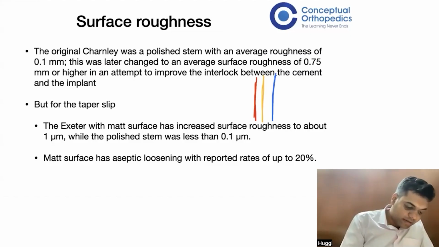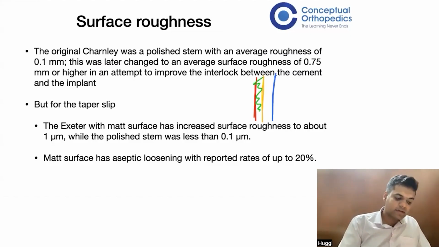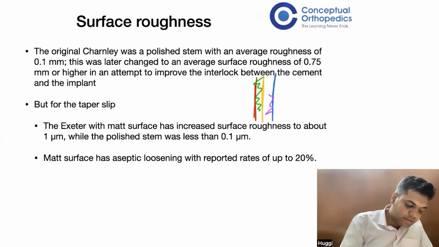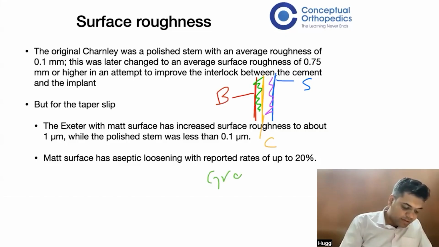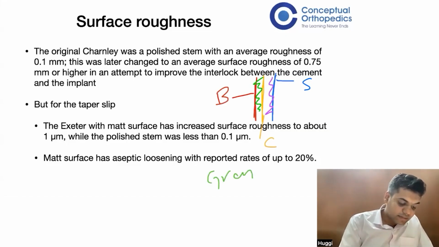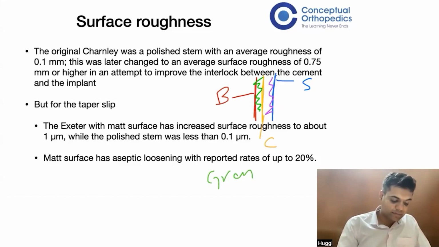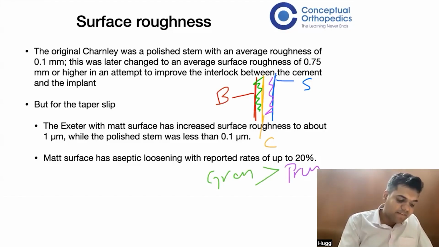Okay, if you want this bond, let me call this S, this C, bone cement, this is bone. If I want green to be strong, that is bone and cement should be strong. Relatively, green is stronger than purple. That means what? I should have a loose bond between the cement and the stem.